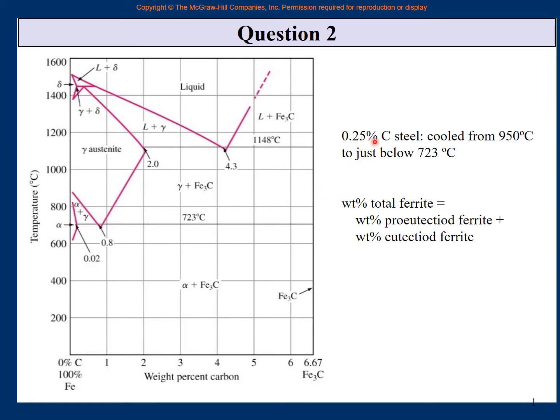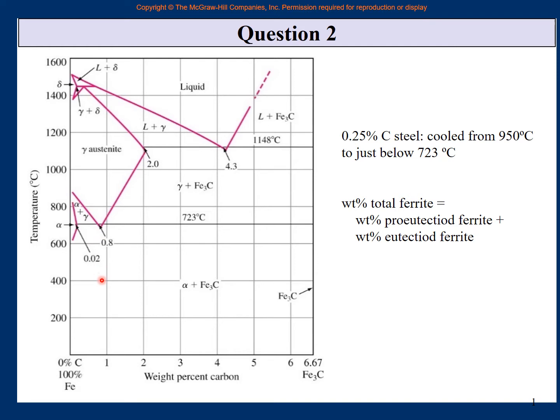So if it is 0.25% carbon steel, they did not even have to say hypoeutectoid. 0.25% is somewhere here. So anything less than 0.8% is already a hypo. So even if they had said 0.25% plain carbon steel, excuse me, right? This will be correct, but they are being very careful: 0.25% hypoeutectoid plain carbon steel.